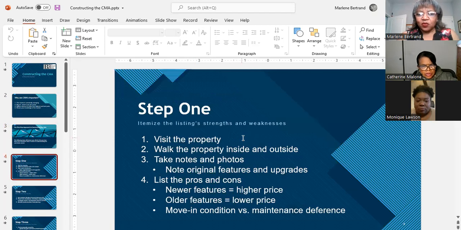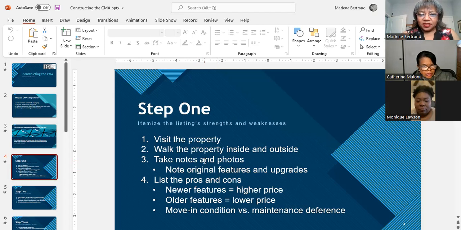So step one, what you want to do is itemize the property's strengths and its weaknesses. The only way to do that is to visit the property. You want to get eyes on it so that you personally can see it and make a good assessment. So you want to walk the property, both inside and outside. If it's a property with, let's say, acreage, you don't really have to walk the 10 acres, but it's a good idea to get your eyes on the property inside and out.